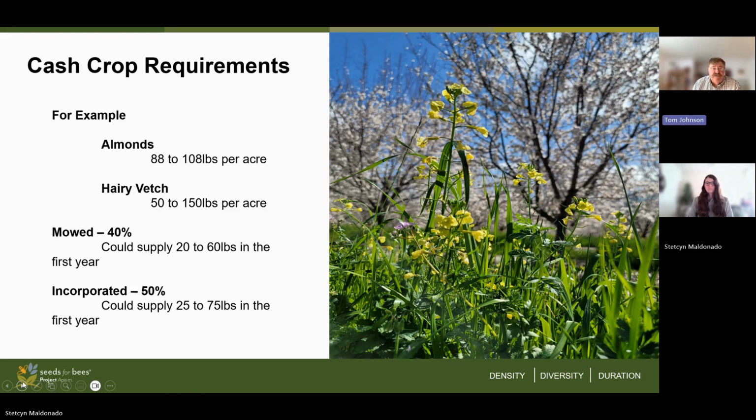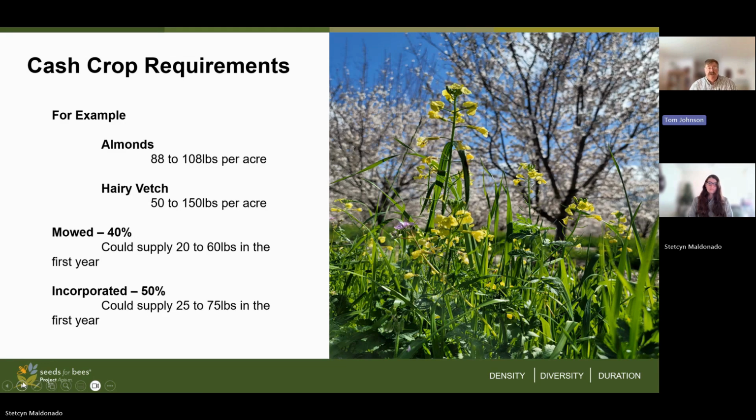So if we take that cash crop requirement, our almonds are going to need about 100 pounds. And if we got a really good stand of hairy vetch out there, we could make that amount of nitrogen. Not necessarily all going to happen this year, because you got to remember we're looking at 40 to 50% of that's going to be available that year. But the hairy vetch, if you went and cut the tops off and weighed it and everything else, yeah, that 150 pounds of nitrogen is potentially there.